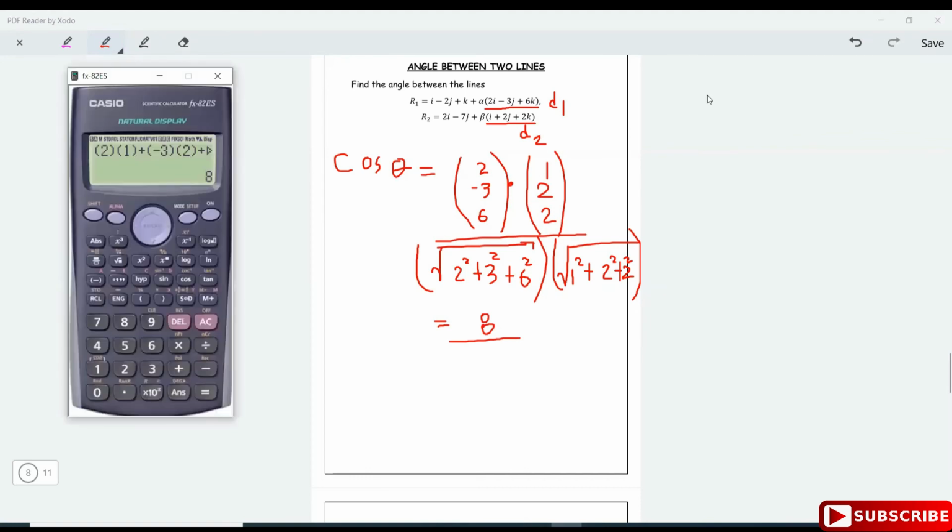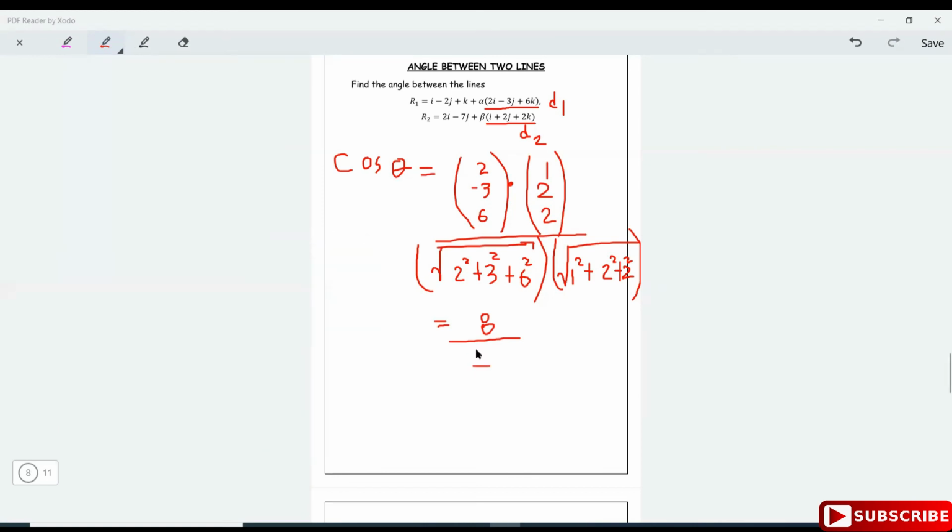Now we're going to work out the length in the denominator. So evaluating the length in the denominator, it is the square root of 2 square plus 3 square plus 6 square. Whoa, I made a mistake there. My apologies. Still getting used to this. So this is 2 square plus 3 square plus 6 square. Close that bracket. Times another square root, 1 square plus 2 square plus 2 square. Work this out, I will get 21. So the denominator works out to be 21.